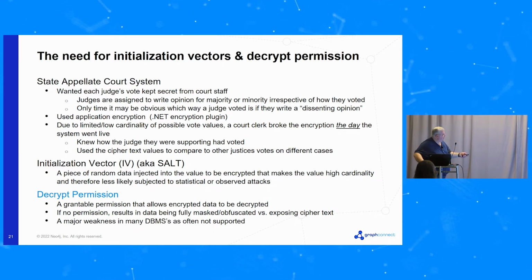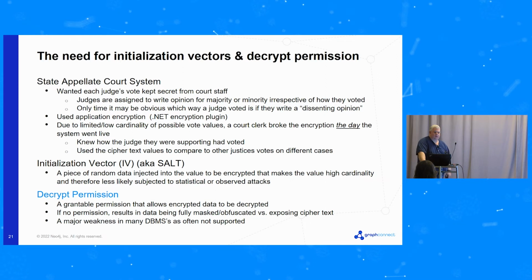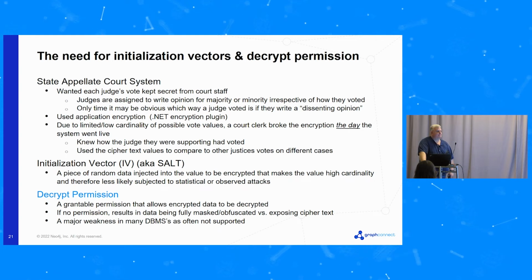So they used a .NET encryption plugin, and the day it went live, one of the court clerks broke it. Figured out how everybody was voting, because of low cardinality and exposed the ciphertext, and away she went. She knew it all, okay?